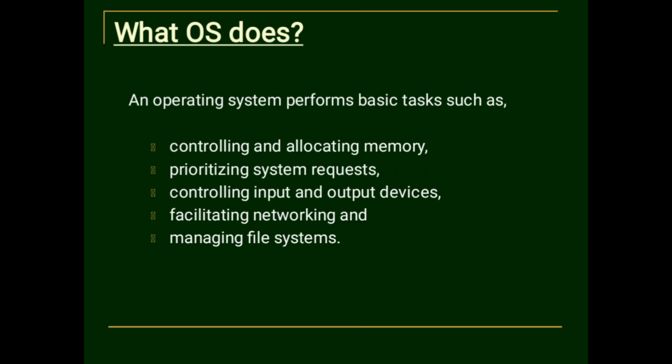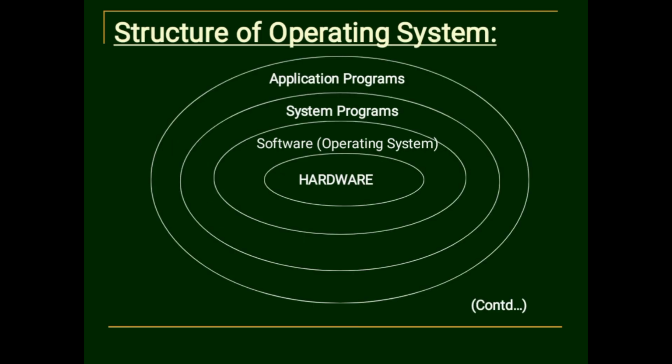Next, what does an OS do? An operating system performs basic tasks such as controlling and allocating memory, prioritizing system requests, controlling input and output devices, facilitating networking and managing file systems.